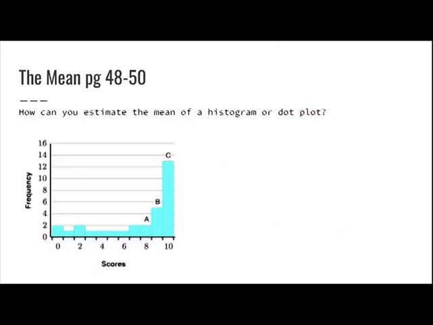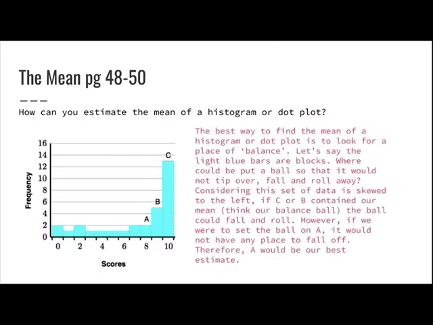How can you estimate the mean of a histogram or dot plot? The best way to find the mean of a histogram or dot plot is to look for a place of balance. Let's say the light blue bars are blocks. Where could we put a ball so that it could not tip over, fall, and roll away? Considering this set of data is skewed to the left, if C or B contained our mean, our balance ball could fall and roll. However, if we were to set the ball on A, it would not have any place to fall off. Therefore, A would be our best estimate.